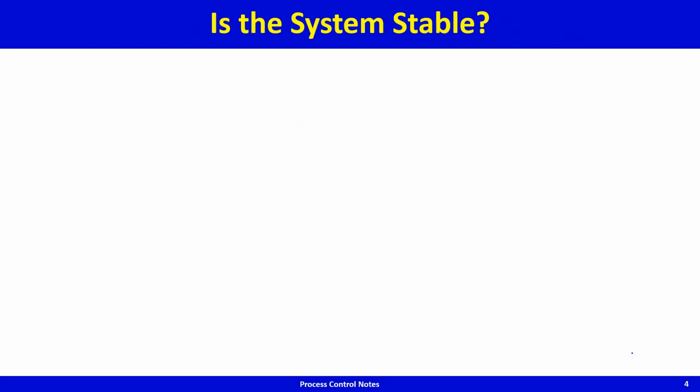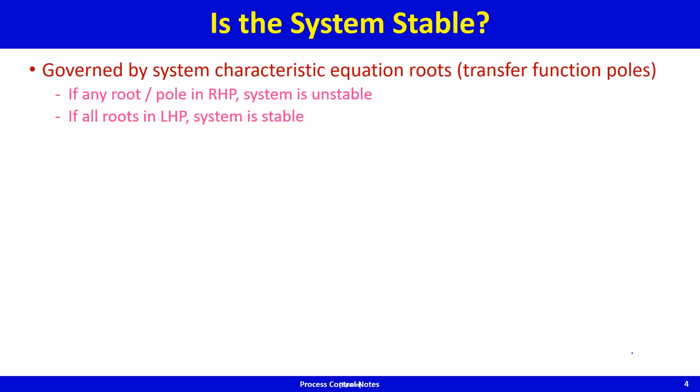Now the first question in the analysis of dynamic systems that one usually asks is, is the system stable? How do we go about doing it? Well, the system stability is determined by the system characteristic equation roots, which, if the dynamic system has a transfer function, are the same as the transfer function poles. So if any of the roots or poles are in the right half plane, then the system is unstable. If all the roots are in the left half plane, then the system is stable.